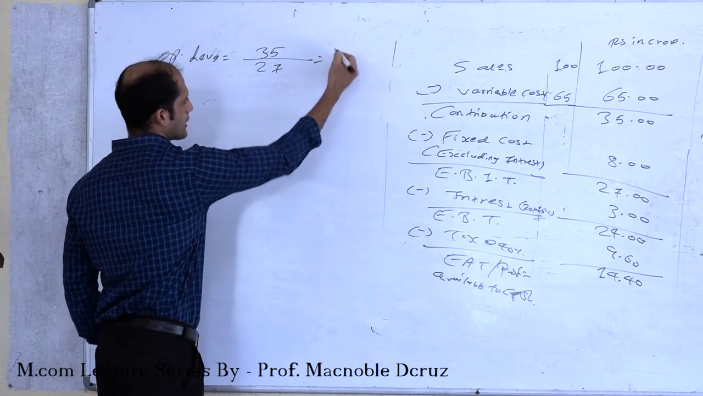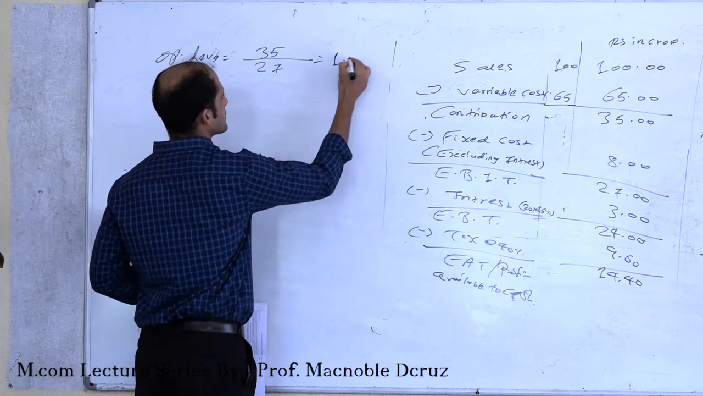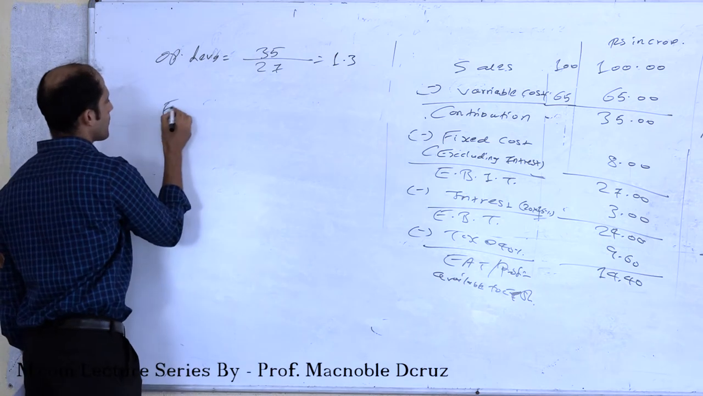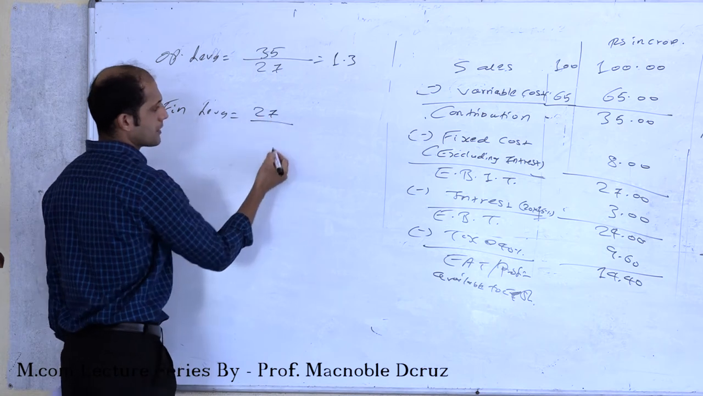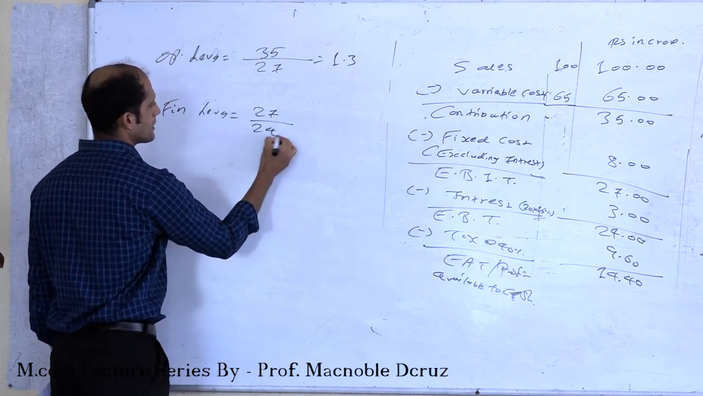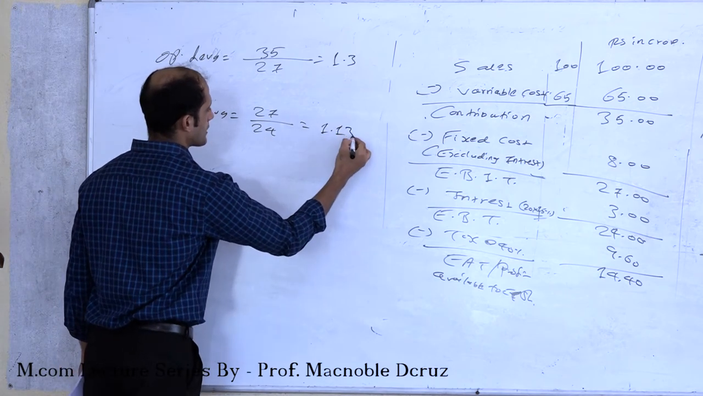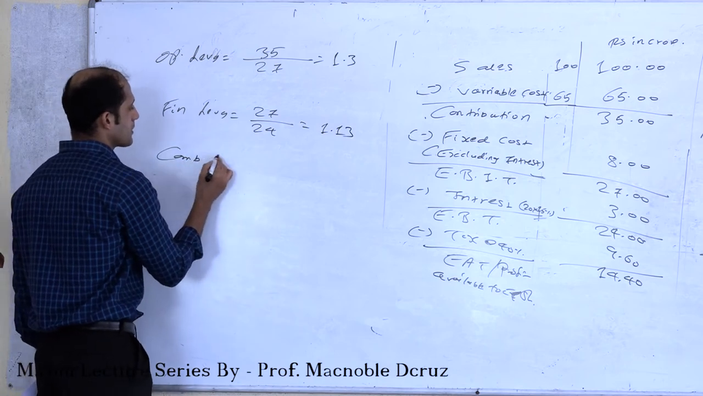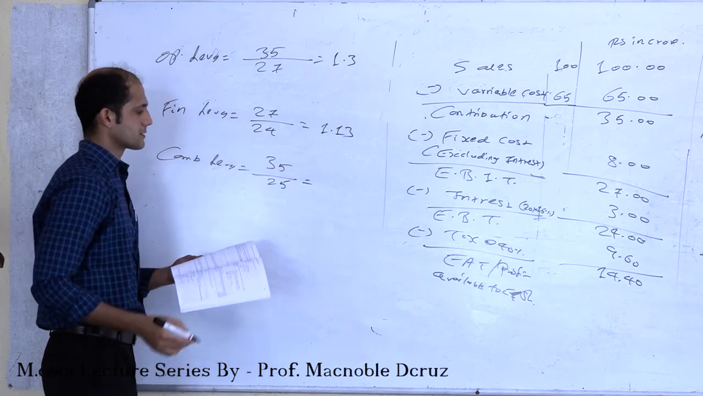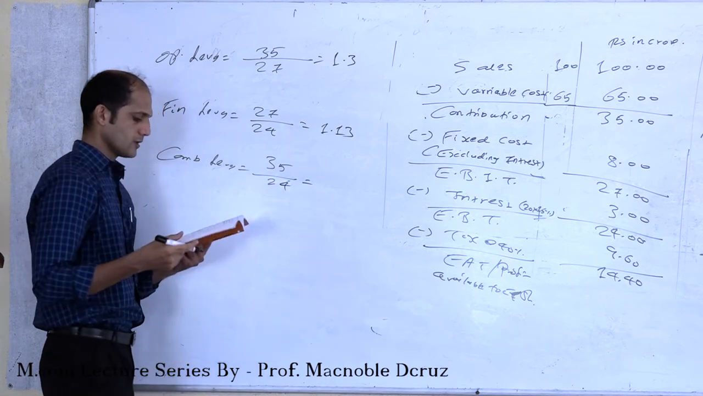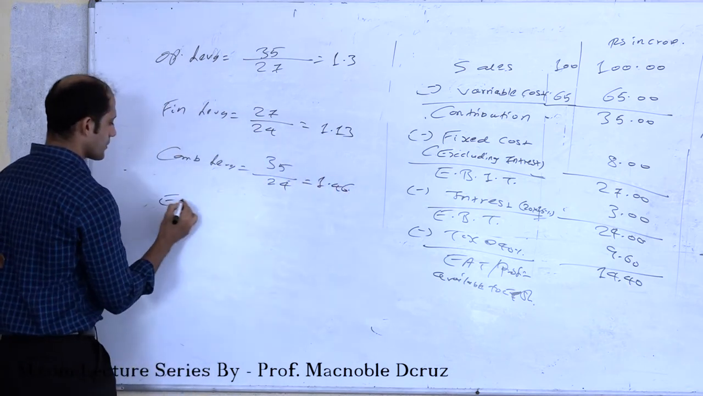Operating leverage is contribution divided by earning before interest and tax, and you calculate, you will get the value, which comes around 1.3 something. Financial leverage. Financial leverage kya hai na? Yes. EBIT divided by EBT, 27 divided by 24 crores. So it will come around 1.13. And combined leverage: contribution divided by EBT, yes, 24 crores. So it will come 1.46.